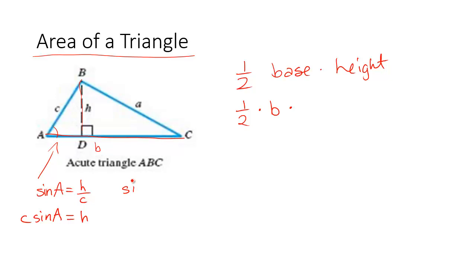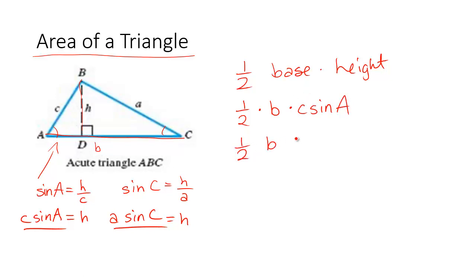Or you could also look at sine of C, and that would be h over a, which tells us h is a sine C. So we have two different representations for h, so that leaves us two formulas. Either we can say half b c sine A, or half b a sine C.